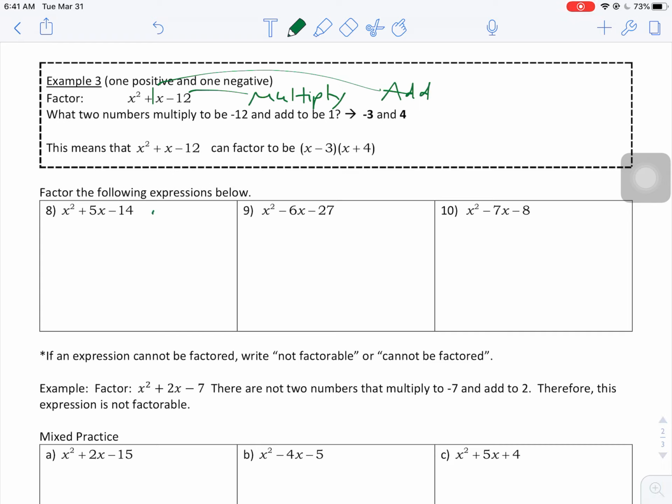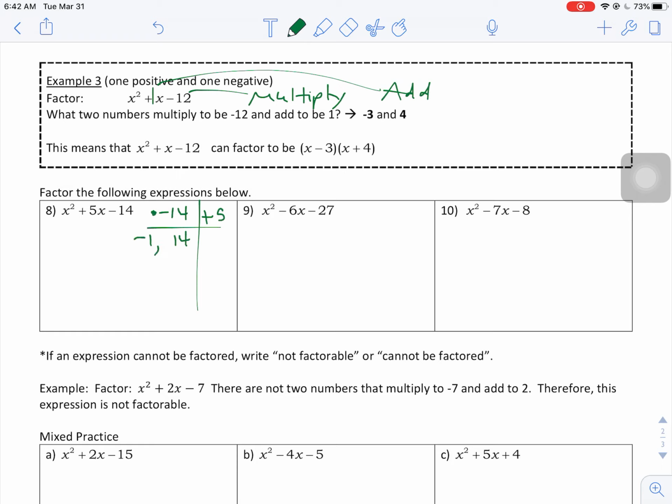On 8, we want to multiply to negative 14, and then we want to add to positive 5. So start with 1. 14 divided by 1 is 14. And then here's again where we have to think a little bit. If I'm going to multiply to a negative 14, that means I need one positive number and one negative number. If I have to add to a positive 5, my bigger number has to be positive. If it wasn't, I would be adding up to a negative number. So on all of my guesses for this problem, I'm going to put the negative sign on the smaller number.